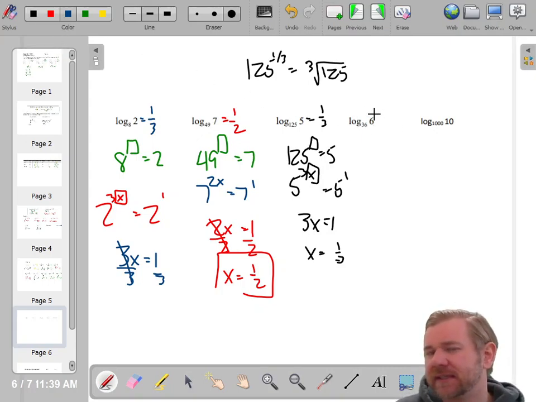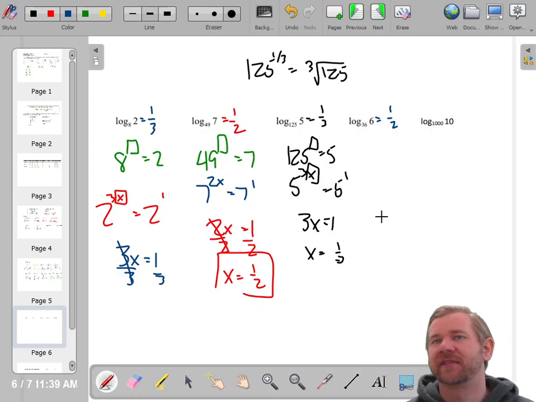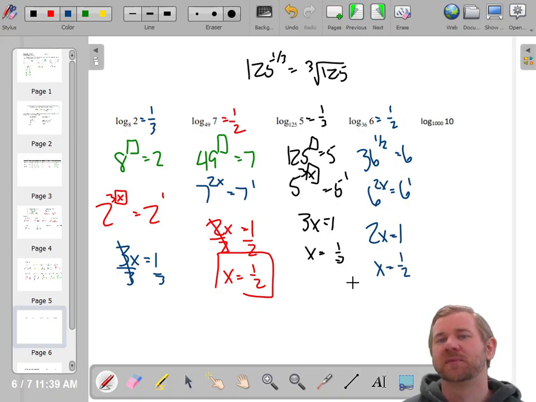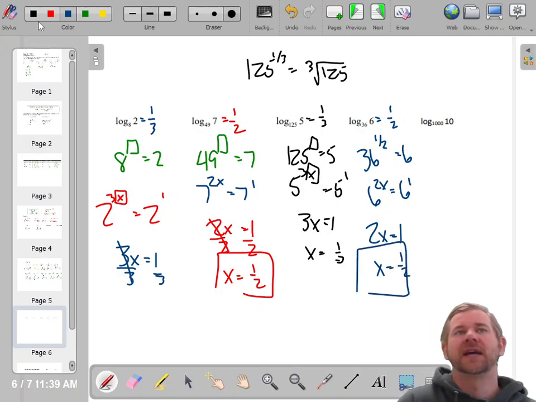Square root of 36 is 6, so that means this is 1/2. 36 to the 1/2 is 6. Another way of saying it, 6 to the 2x equals 6 to the first. 2x equals 1. So when you divide both sides by 2, you get 1/2.